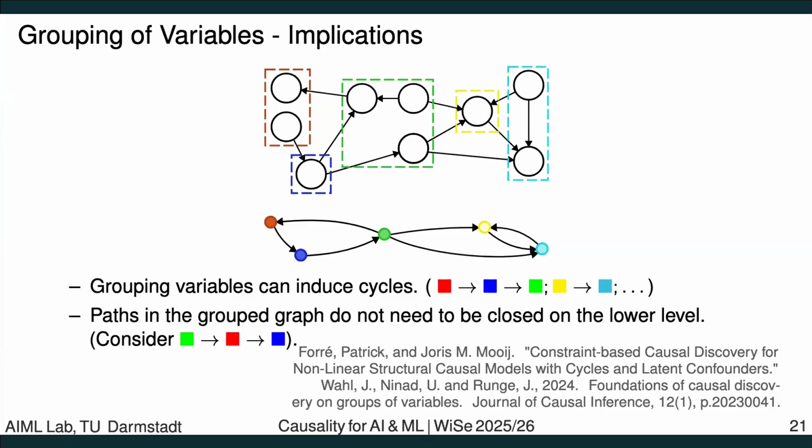So you see in the red group on the right, we have 2 variables which are in the same group, but which are not connected. So basically, if I go from green to red to blue, there's no causal chain in the low-level model.